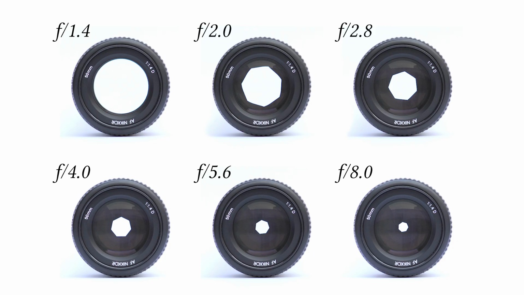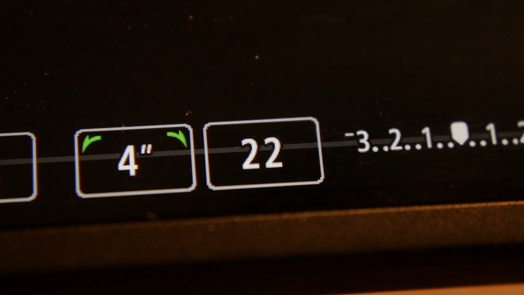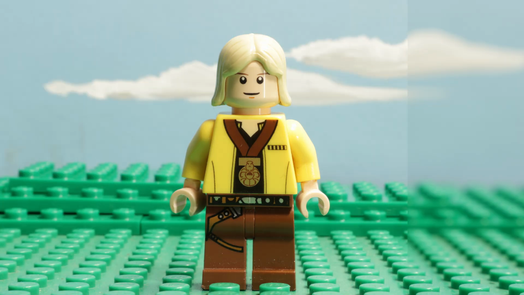F-stop. Finally, the f-stop is controlling the aperture inside your lens. The aperture controls how much light is let through your lens, and this basically affects your depth of field. Your depth of field is basically how shallow or deep your focus is.